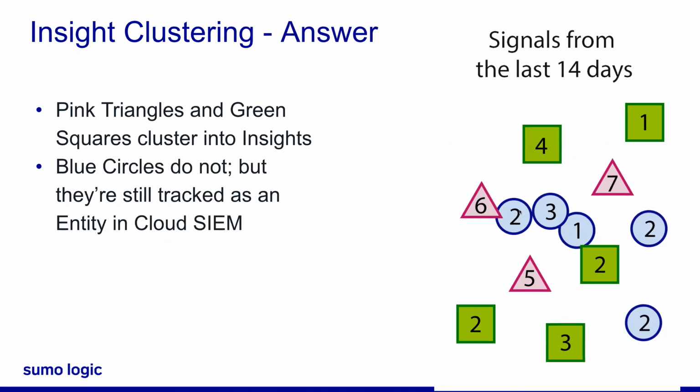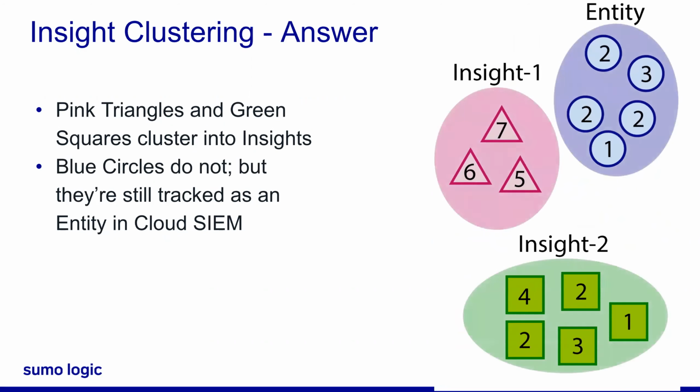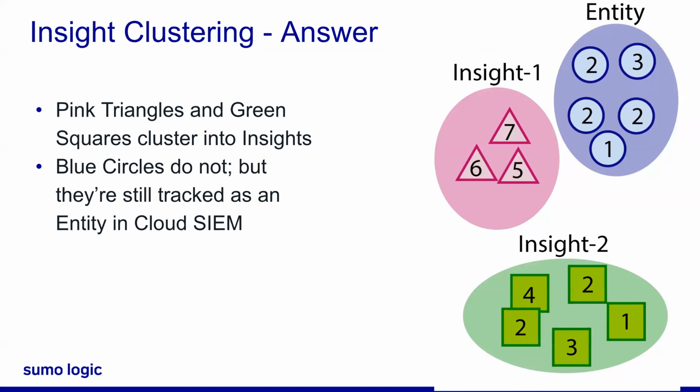So entity A, let's talk about those pink triangles first. Those are going to cluster together into an insight. Even though there's only 3 of them, they have a relatively high severity score. The total activity score for entity A, the pink triangles, is 18 because it's 5 plus 6 plus 7. Now let's talk about entity B, the green squares. These also cluster together into an insight. Now here the scores are pretty low, 1s, 2s, 3s, but there's a bunch of them. And so they add up to 12. And so 12 is that baseline. So that's an insight.